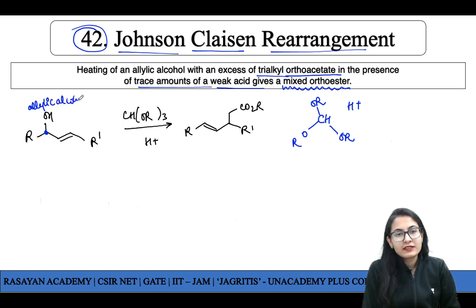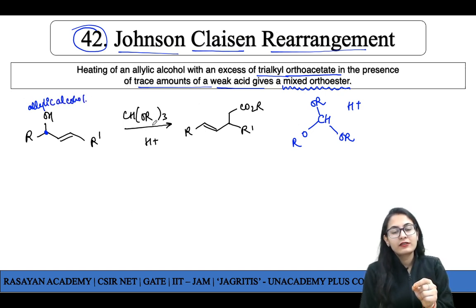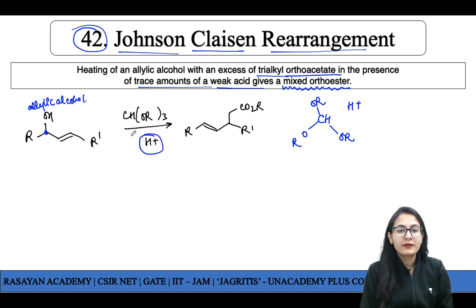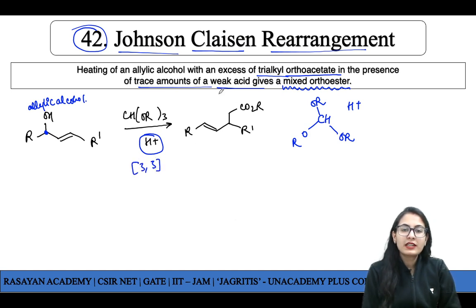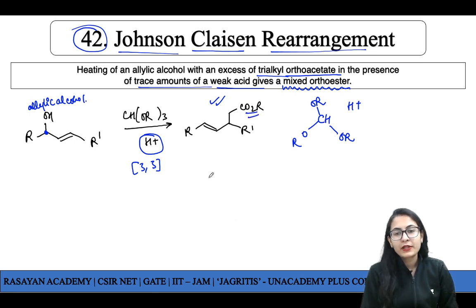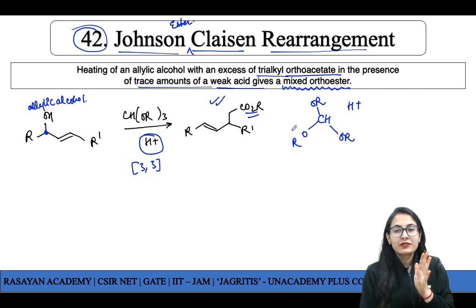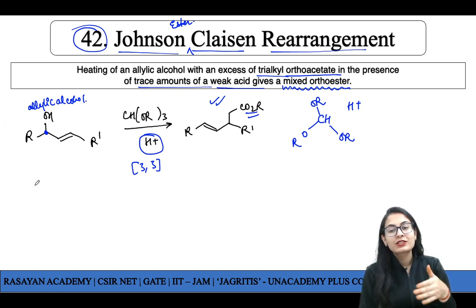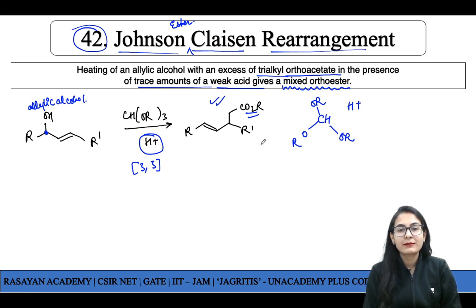If you start with an allylic alcohol and make it react with a trialkyl orthoacetate in the presence of acid, after the 3,3 sigmatropic rearrangement it gives you a final product which is an ester. So we can directly call it the Johnson-Claisen rearrangement, so that you remember which product is formed. First of all, from the allylic alcohol we are going to make a molecule which helps in doing the 3,3 sigmatropic rearrangement.